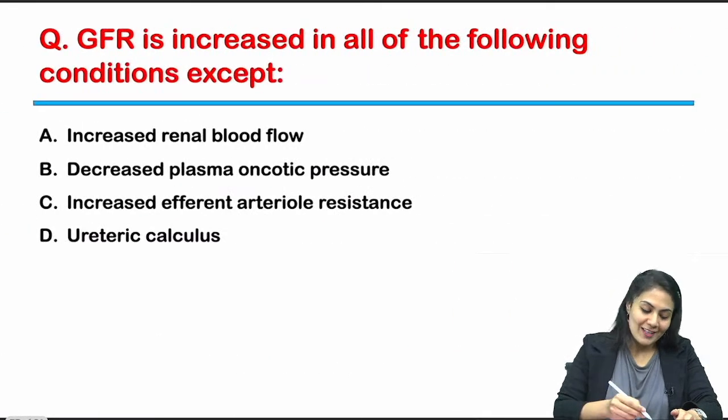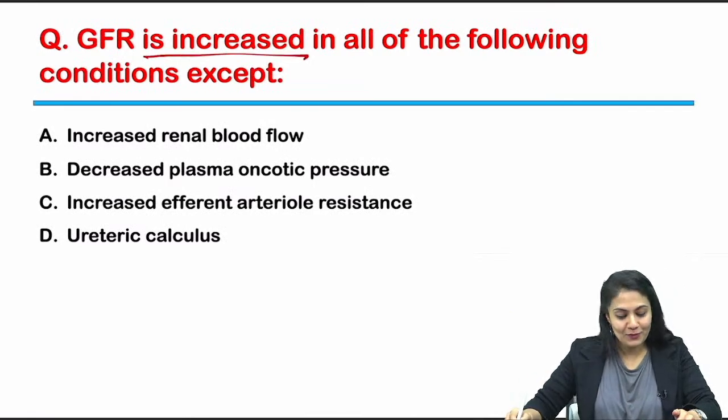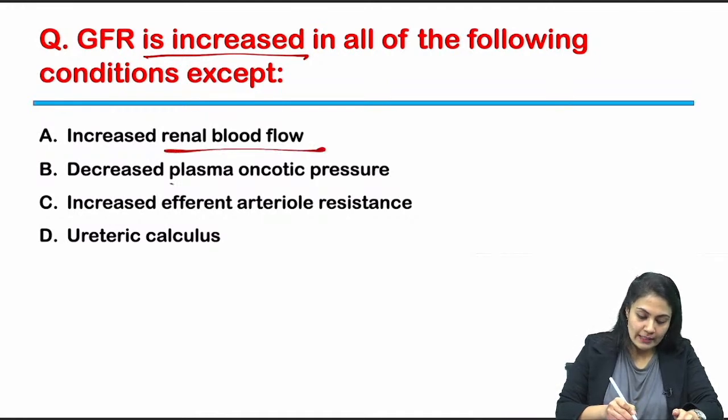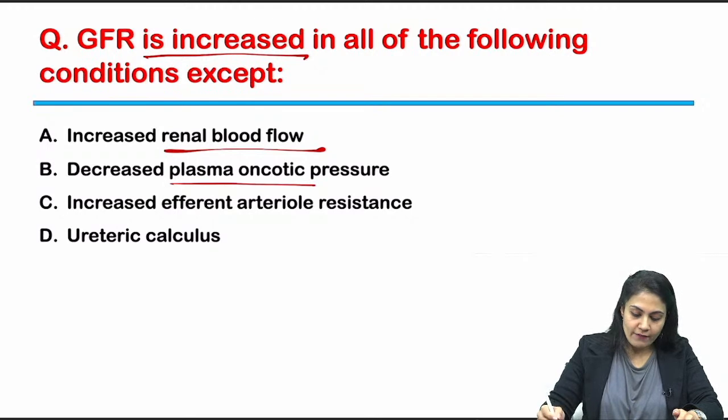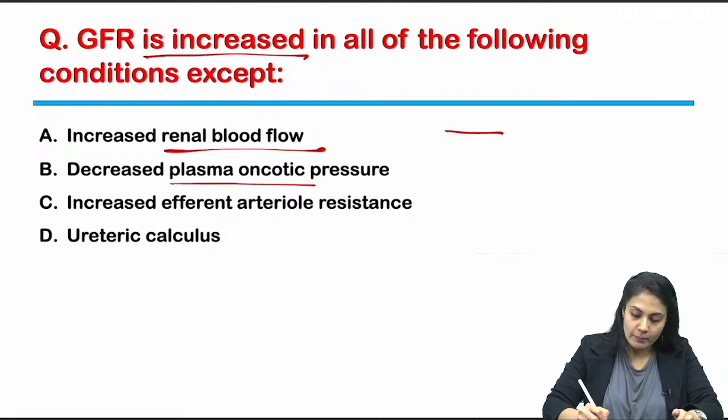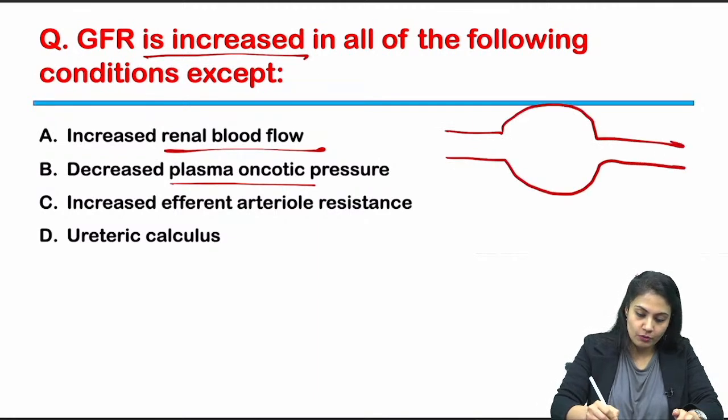Let's move on. GFR is increased in all of the following conditions except: increased renal blood flow, decreased plasma oncotic pressure, decreased efferent arteriolar resistance, and ureteric calculus. What is going to happen? It's a very simple question though. We should know about the Starling forces. That's all.